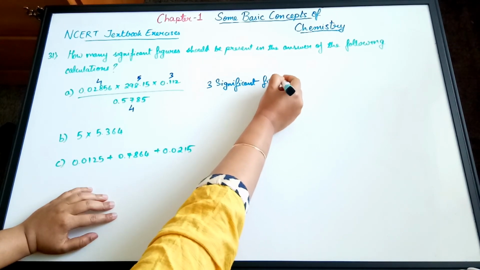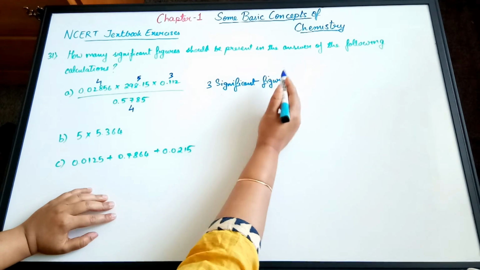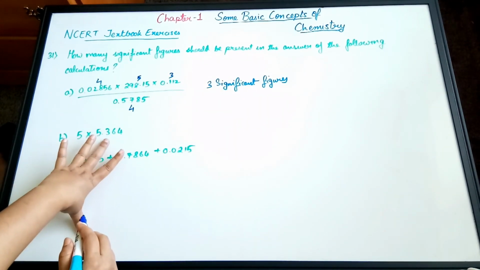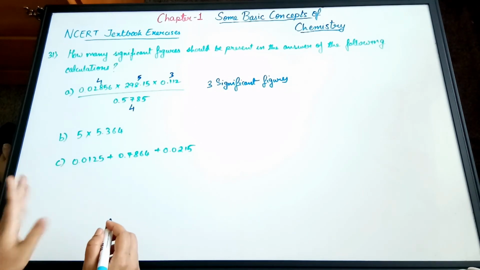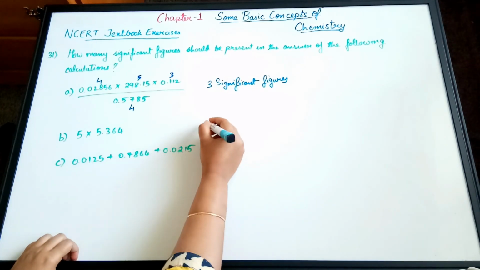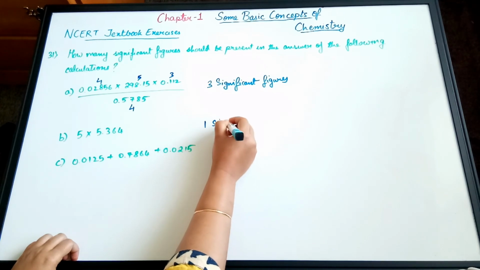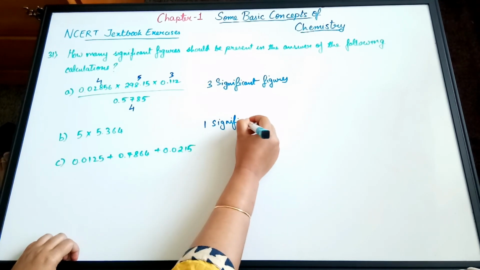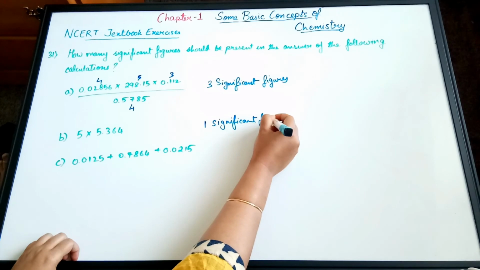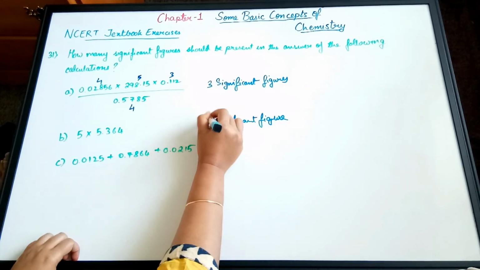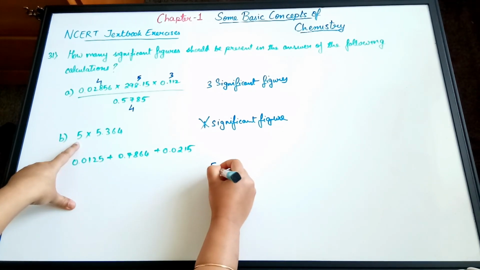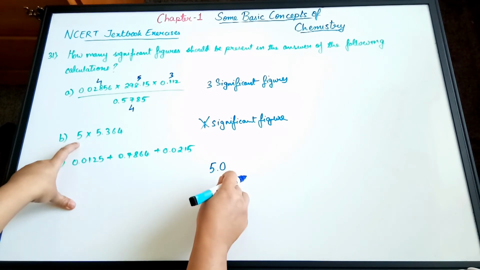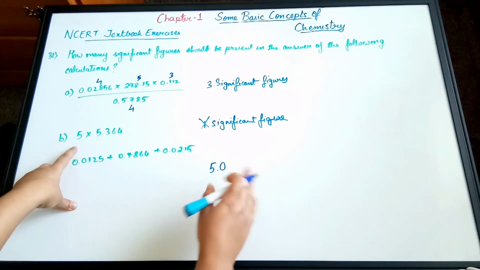Okay, so now think about this one. The next problem, 5 into 5.364, right? So based on what you see immediately, the first thing we will end up writing is one significant figure. But this is wrong. I'll tell you why. Now when I have a whole number, now had this been 5.0, then we can say it has a certain number of significant figures.